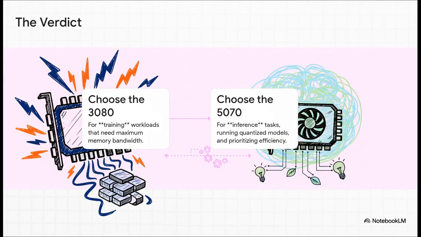So what's the bottom line? It really all comes down to your priority. If you're deep in the trenches of AI training and you need every last drop of bandwidth right now, the RTX 3080 is a powerful, proven beast. But if your focus is on AI inference, running those latest compressed models, and you want a card that's truly built for the future, the RTX 5070 is, without a doubt, the clear winner.